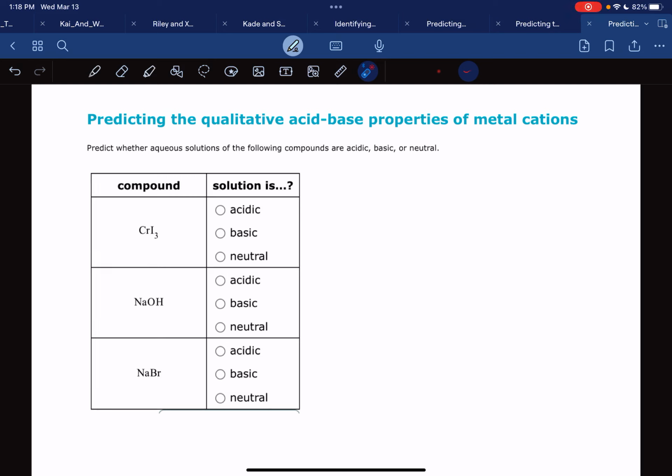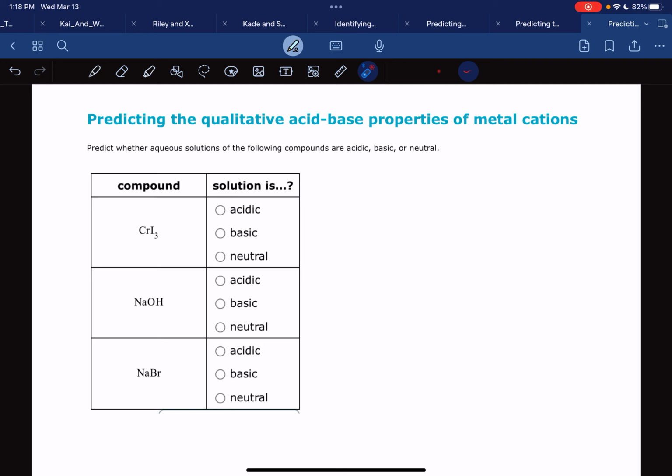Okay, so this is very similar to what we did earlier with the acid-base properties of salts. And in order to be able to do this, you really need to know which things are your strong acids and which things are your strong bases. And for that, if you're having a little bit of trouble, go back to solubility rules.